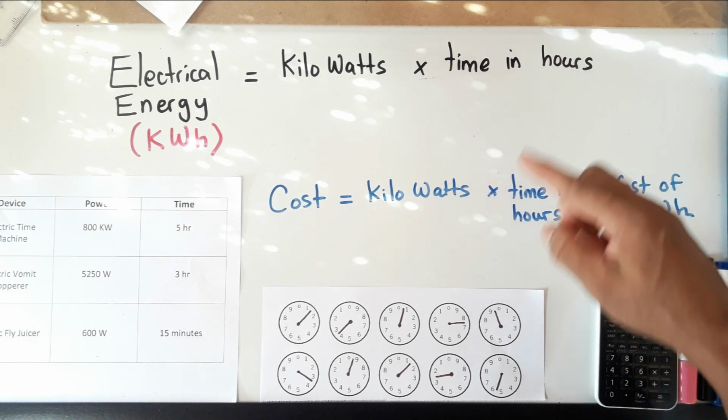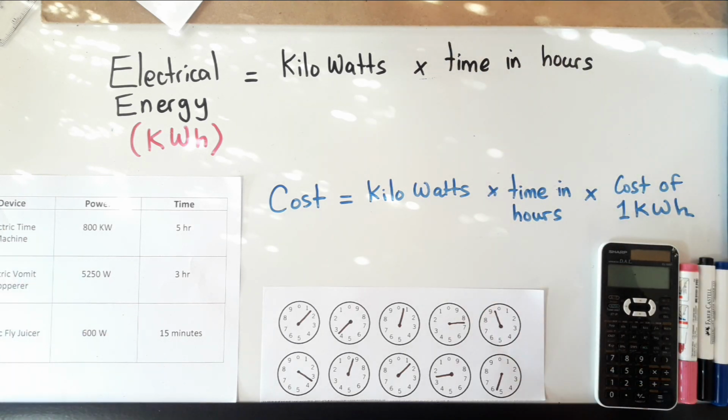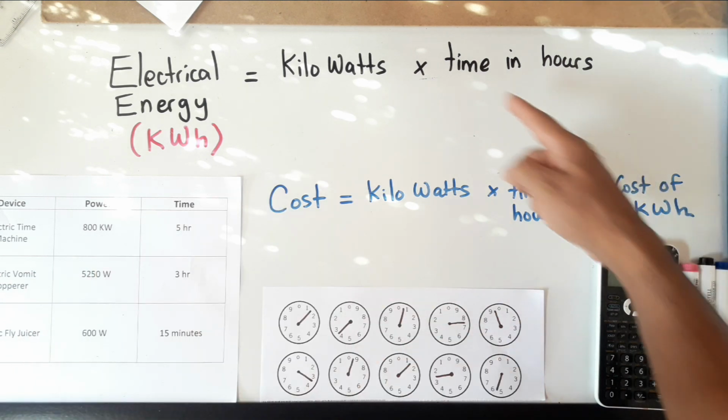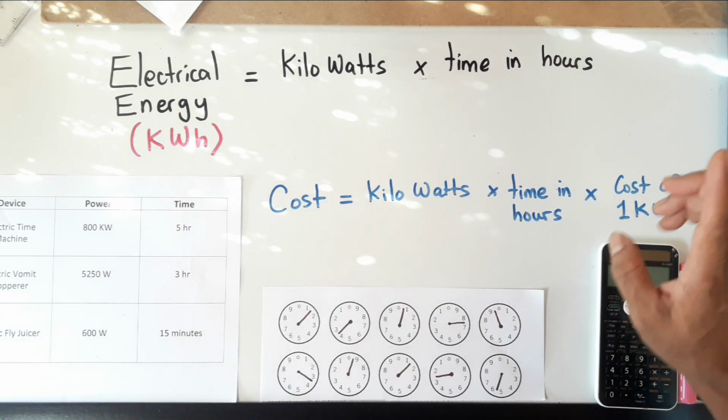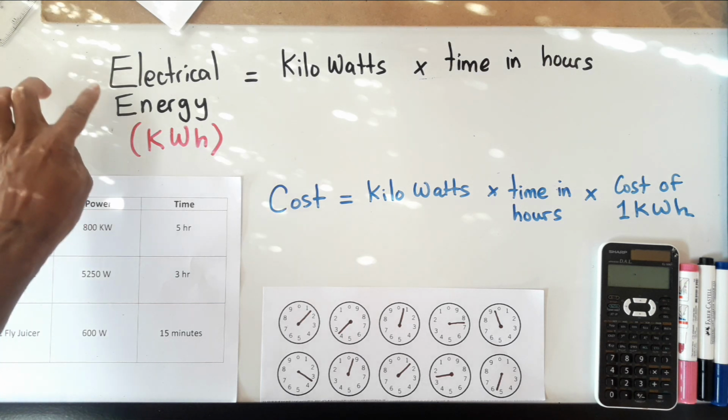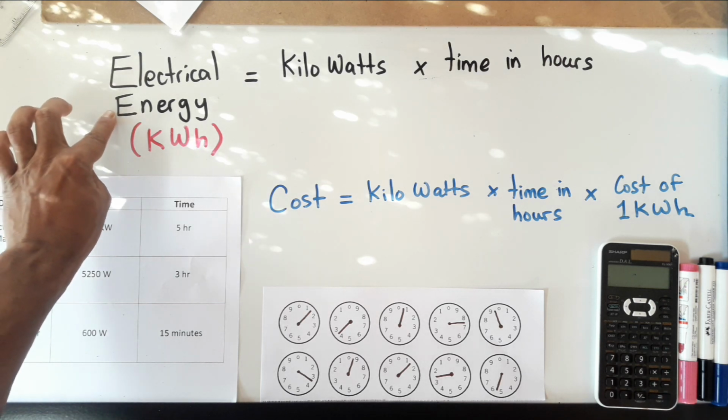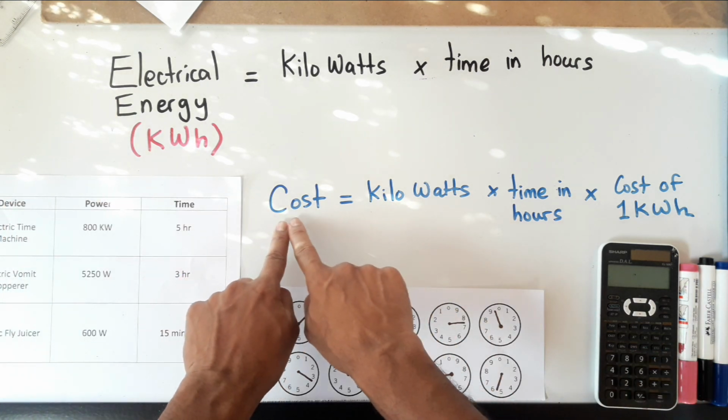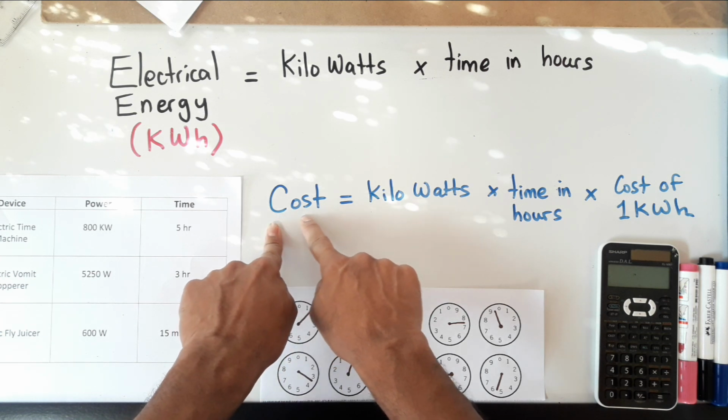They will give you the time in days, minutes, possibly seconds. And you have to remember that you need to convert the time to hours. So there's one formula to calculate the electrical energy, the amount of energy used, or they can ask you to calculate something called the cost.